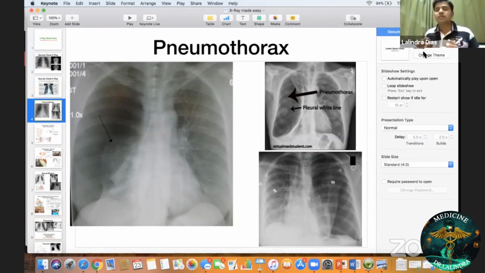What is the thoracic duct? The duct which drains the lymphatics. We have lymph nodes, we have lymphatics. From the lymphatics, they drain to the venous system. So the thoracic duct is the connecting channel. So when this thoracic duct gets blocked, sometimes that lymph can get drained back into the pleural space, right?